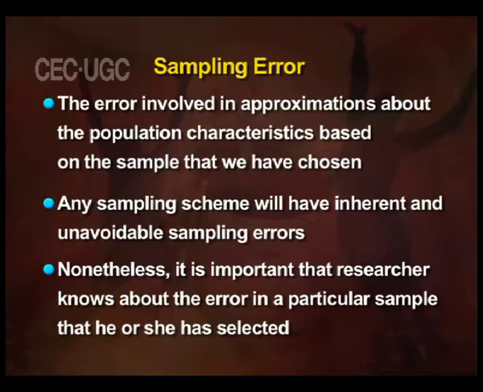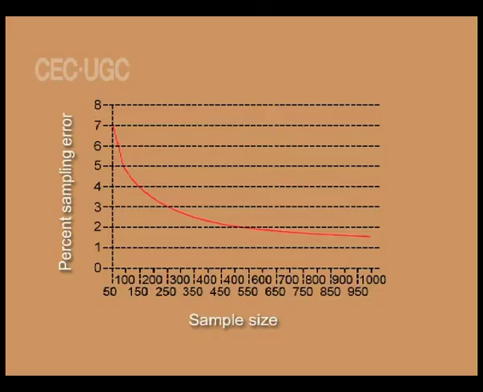From the graph, it is clear that as the sample size increases, the percentage of sampling error reduces. That means that as the sample grows in size, it begins to resemble the population more closely, and therefore it will be more representative of the population, and this would lead to a reduction in sampling error.